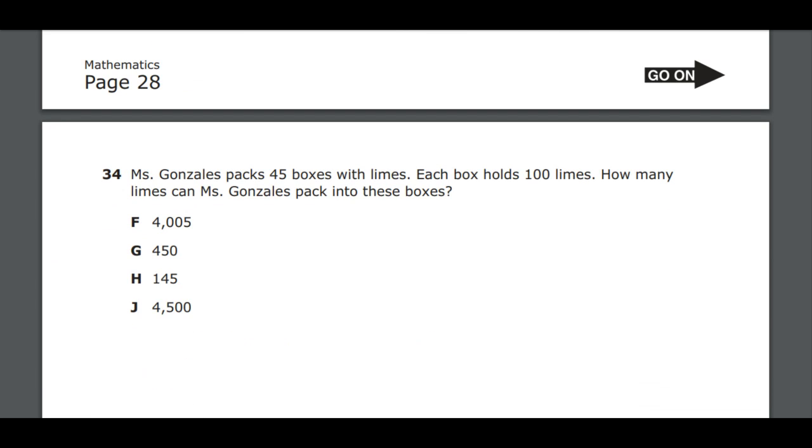34. Mrs. Gonzalez packed 45 boxes with limes. Each box holds 100 limes. How many limes can Mrs. Gonzalez pack into these boxes?